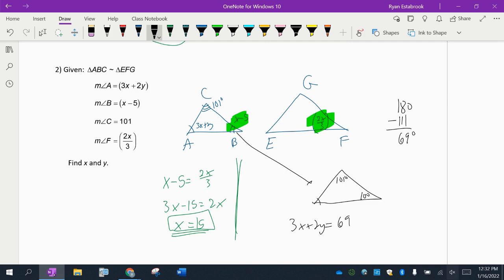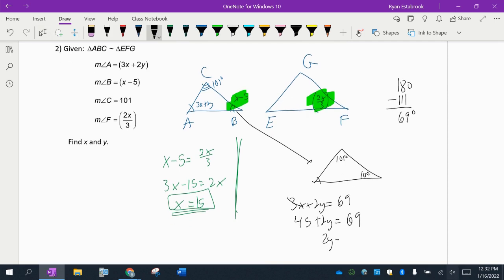So that means that 3x plus 2y is equal to 69. I already know that x is 15. 3 times 15 is 45. Plus 2y equals 69. Subtract 45 from both sides. Divide by 2, and we get that y equals 12.